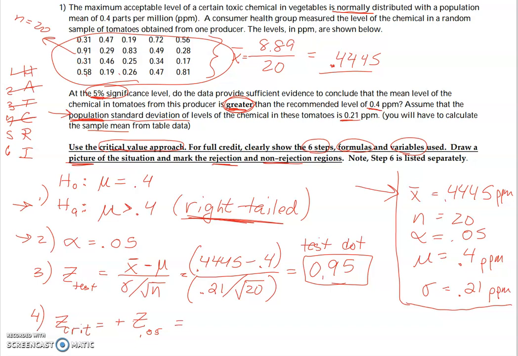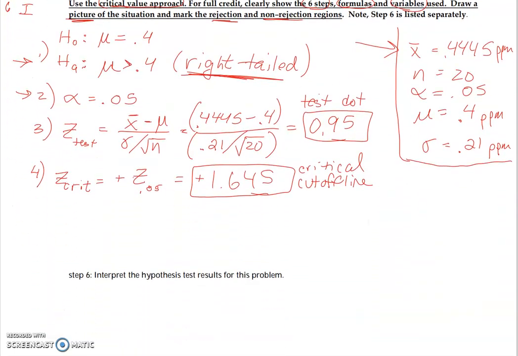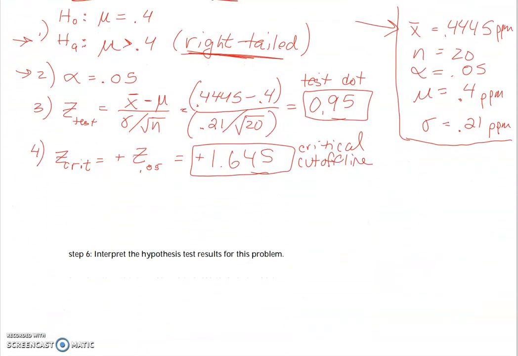When you look on the last page of your equation sheet on that very small chart with the 5 most commonly used Z values, you'll find that the positive Z of 0.05 is going to give you positive 1.645. And this is going to be our critical cutoff line. So that's our critical value, the cutoff line that we're going to use to decide where our rejection and not rejection region is going to be.